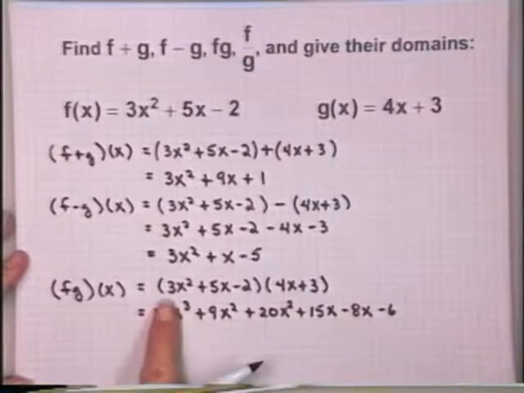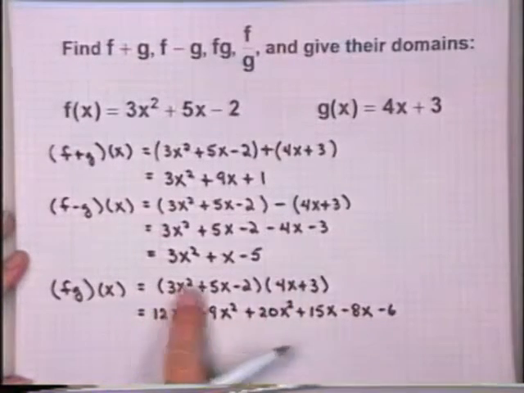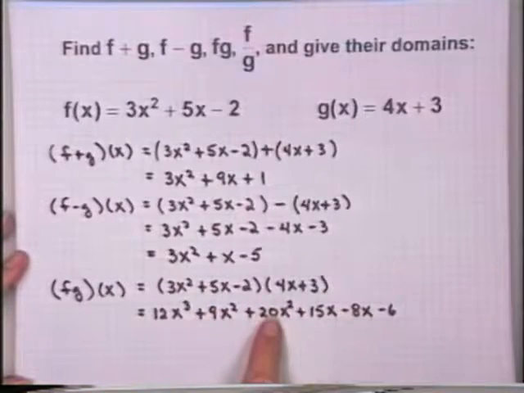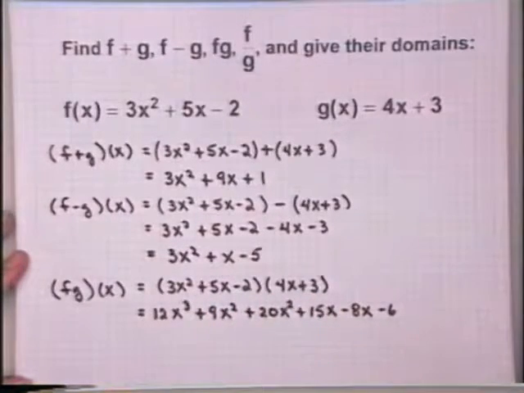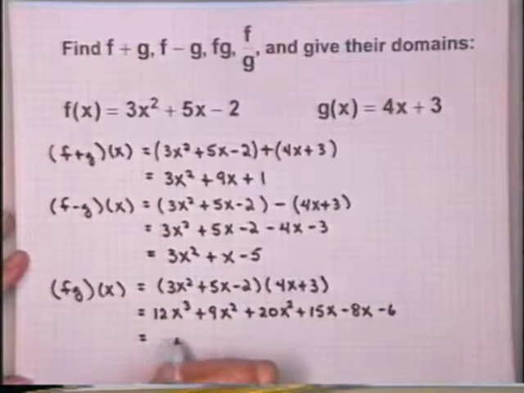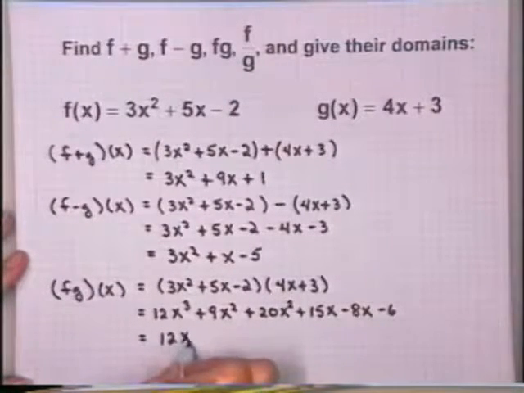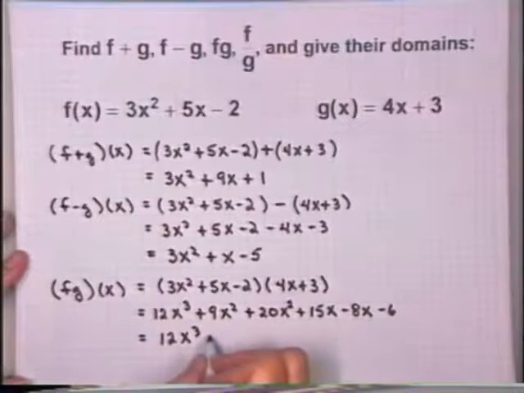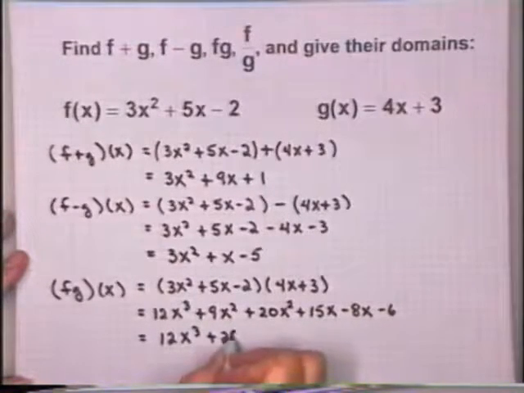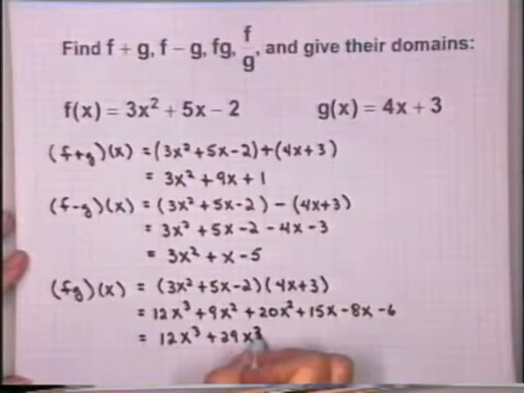Okay? So does everybody follow the steps that we went through to pick up each of these terms that we have here? Okay? Now let's combine our like terms. I have 12x cubed. Let's see, we can add our 9 and our 20x squared, so we have a positive 29x squared.